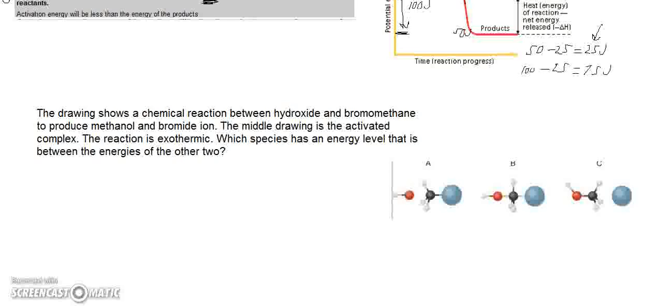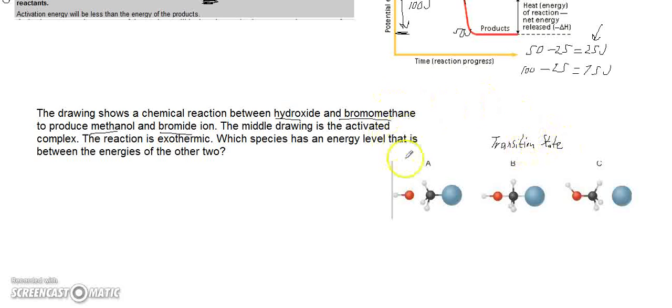This question is difficult, I think, because of the way it's worded and the fact that it's using, you guys might not know what hydroxide, bromomethane, methanol, and a bromide ion are necessarily, but you don't need to know what those are. You need to know that the middle drawing is the activated complex. Remember, that's also called the transition state, though it's the same, just different terms for the same thing.